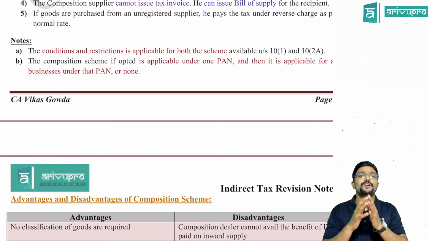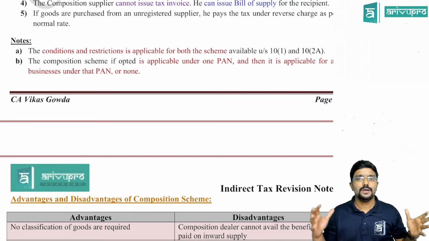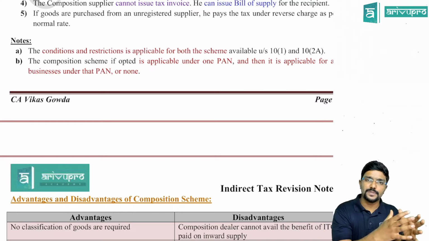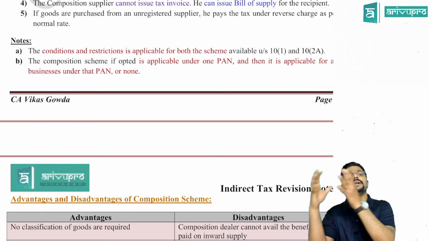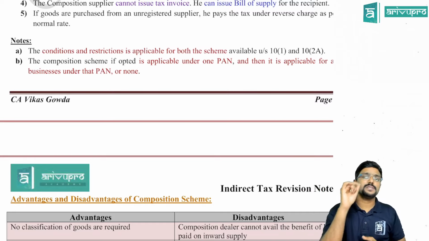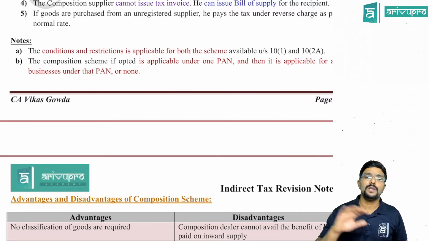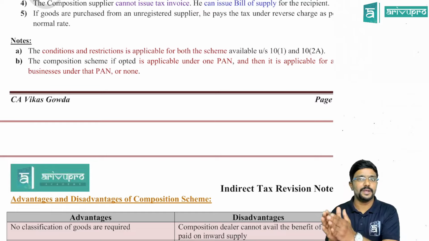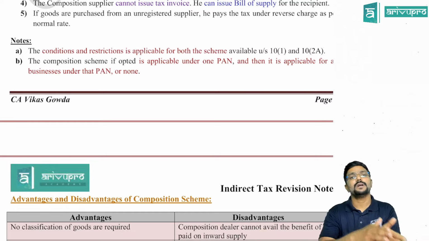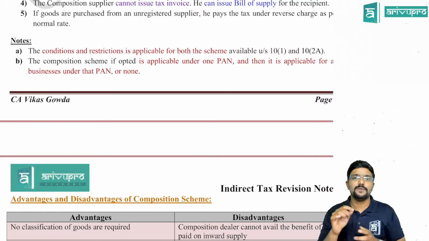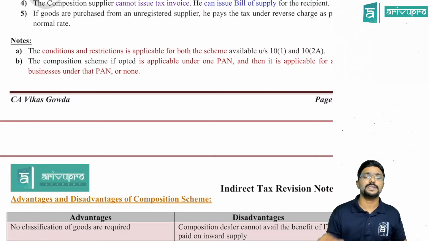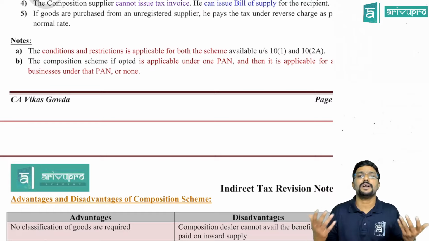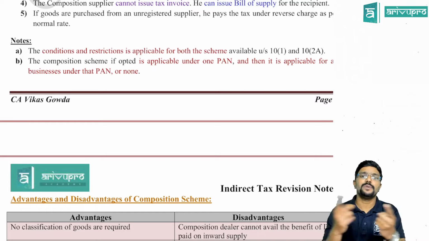Then, if you are having multiple businesses, then all businesses should be under the composition scheme or all should be under the normal scheme. Even if one business is not eligible for the composition scheme, all your businesses should be under the normal scheme. And assume you have multiple registrations. All your registrations should be either under the composition scheme or under the normal scheme. Even in one state, if you have supplied the goods outside the state, then that particular registration is not eligible. So all your businesses or registrations have to come under the normal scheme.